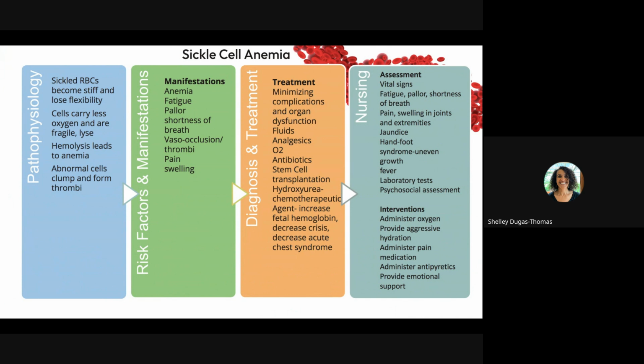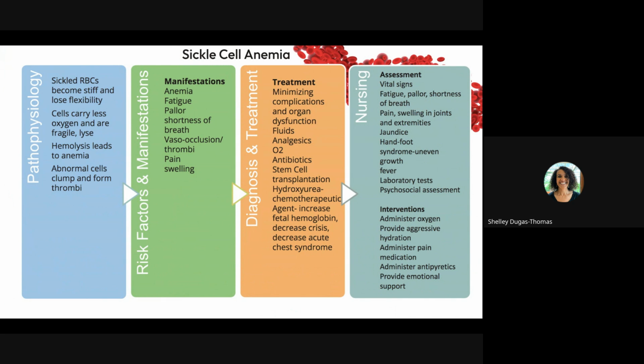Assessment includes vital signs. So you're going to see tachycardia, tachypnea, fatigue, pallor, pain, swelling. That's a big one. Jaundice, hand foot syndrome. We'll talk about that. Infectious signs, labs. Of course, we're going to see the low hemoglobin. And then there's psychosocial because someone with this chronic disease is going to have a problem with chronic pain. So they may have depression, anger, as well as guilt.